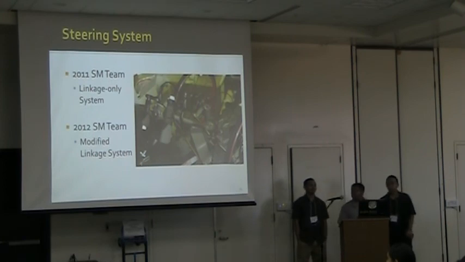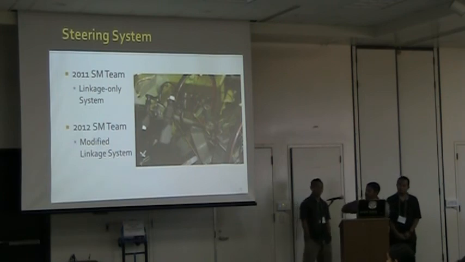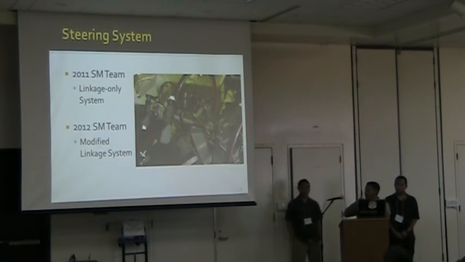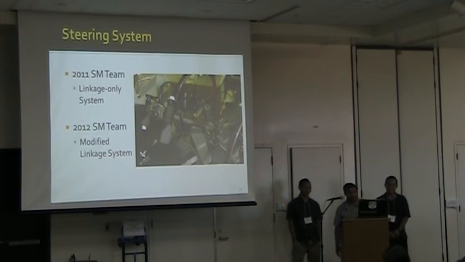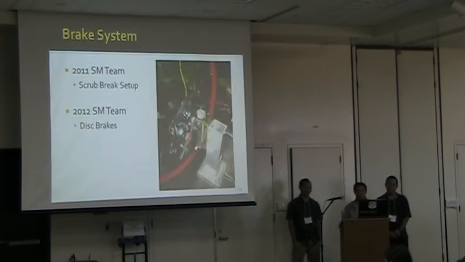This is our steering system. Last year they had a linkage only setup. We just modified it, made it better. We added a support right under the steering column, like a little V bracket or upside down V bracket. And we also implemented a new brake system. Instead of scrub brakes, we did disc brakes. They're cable disc brakes, not the hydraulic ones, but they suited our system.